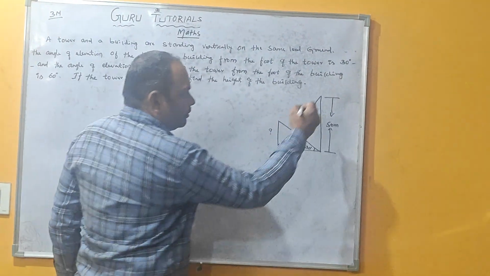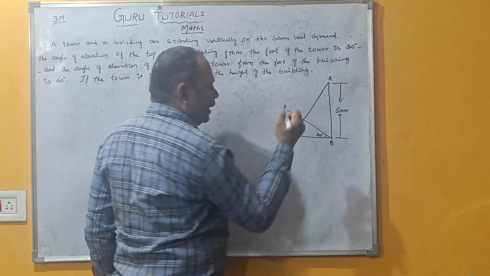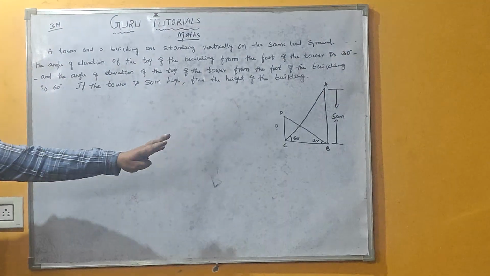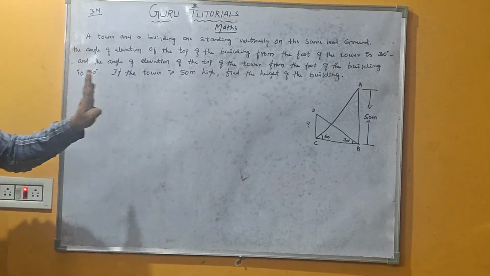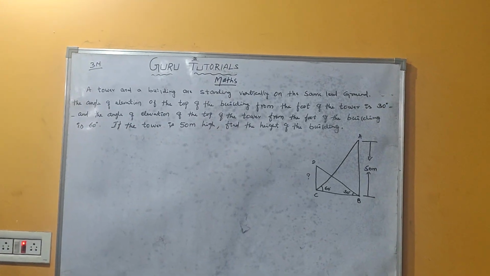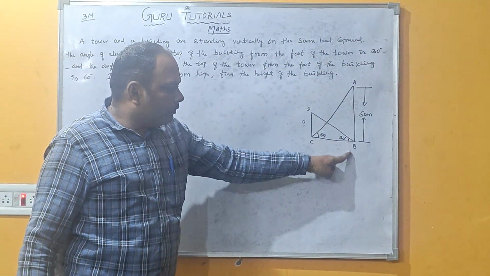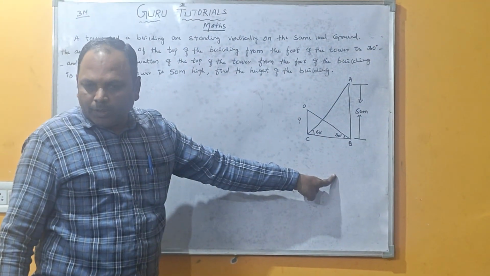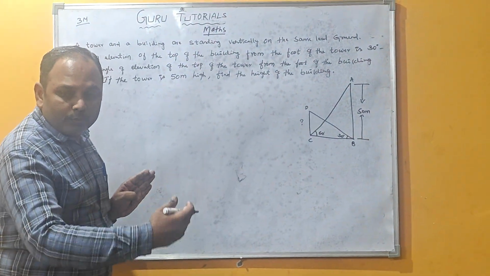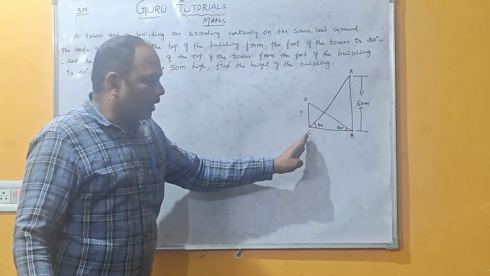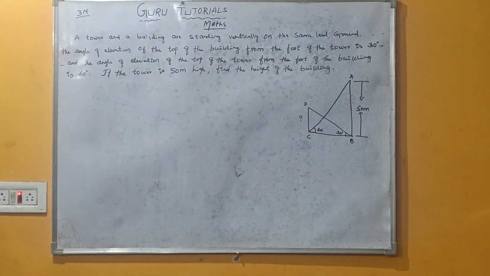Let me give the names A, B, C and D. Are you okay with this rough diagram as per the question? Understood? Let us find out the value. First, I know the height of the tower, but I don't know the distance between the foot of the tower and the foot of the building. First, let me find that out.